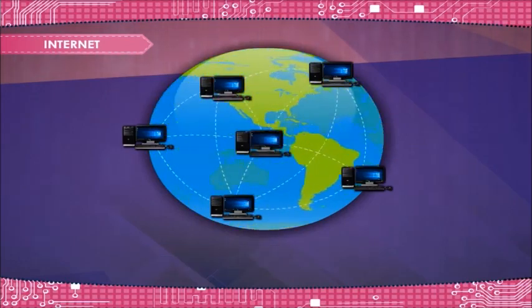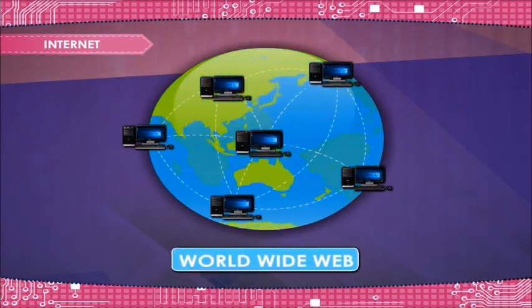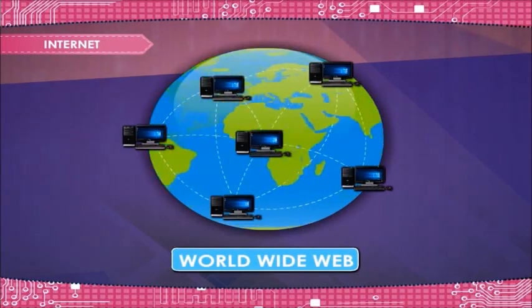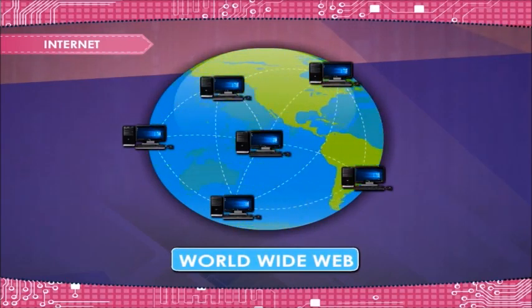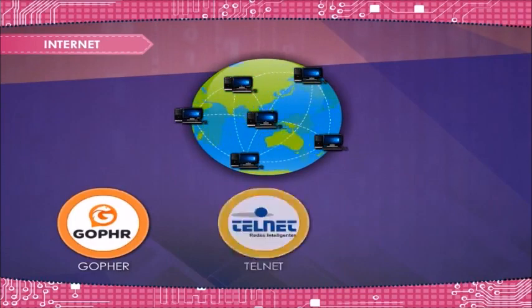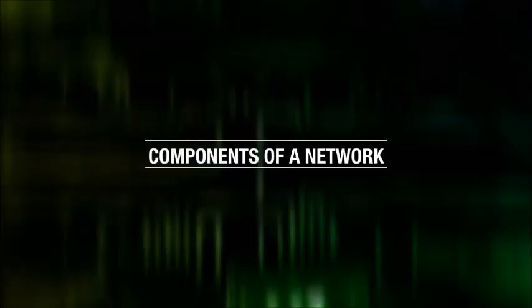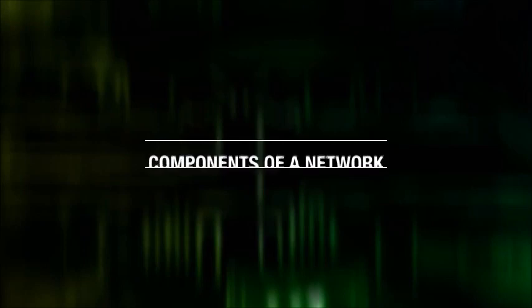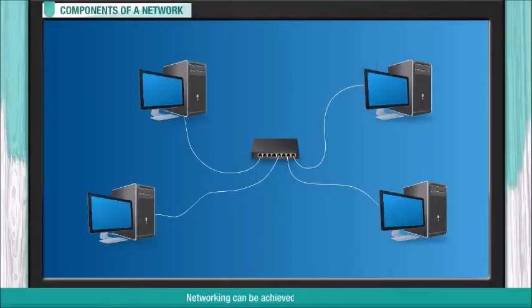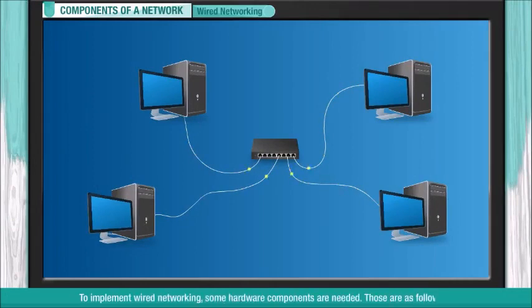The fastest growing part of the internet is the World Wide Web. Other parts of the internet include services such as Gopher, Telnet, and FTP. Components of a network. Networking can be achieved in two ways. Wired networking. To implement wired networking, some hardware components are needed. Those are as follows.